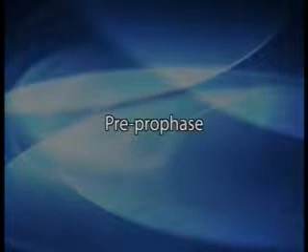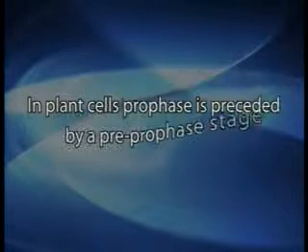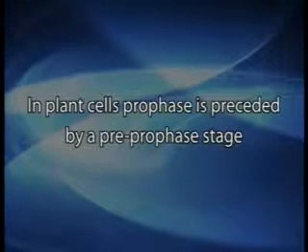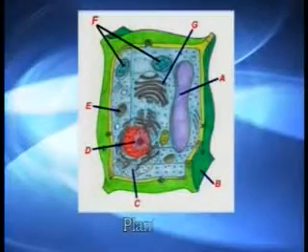Pre-prophase. In plant cells only, prophase is preceded by a pre-prophase stage. In highly vacuolated plant cells, the nucleus has to migrate into the center of the cell before mitosis can begin. This is achieved through the formation of a phragmosome, a transverse sheet of cytoplasm that bisects the cell along the future plane of cell division.